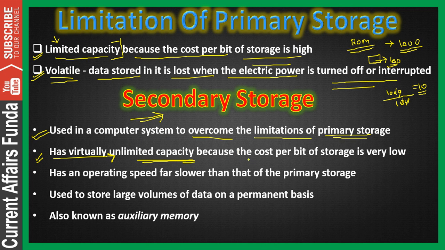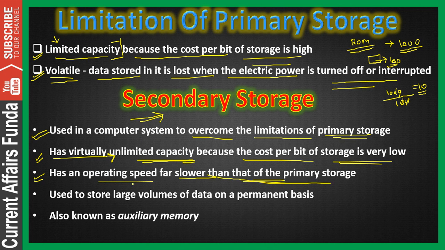Because the cost per bit of storage is very low, it has the largest storing capacity but a very small cost. So you can say that the cost per bit of storage is very low. Next point is: it has an operating speed far slower than that of the primary storage.